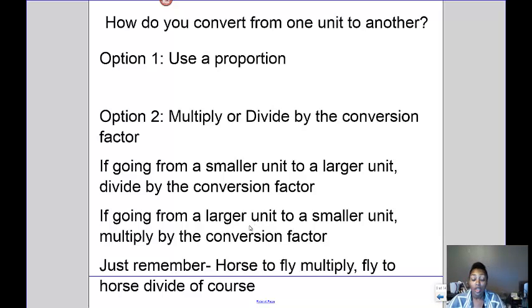And you can remember this with a little rhyme. Horse to fly, multiply. Fly to horse, divide, of course. So if I'm going from a horse, which is something big, to a fly, which is something small, I multiply. If I go from a fly, which is small, to a horse, which is big, I divide. That rhyme might help some of you remember when to multiply and when to divide.